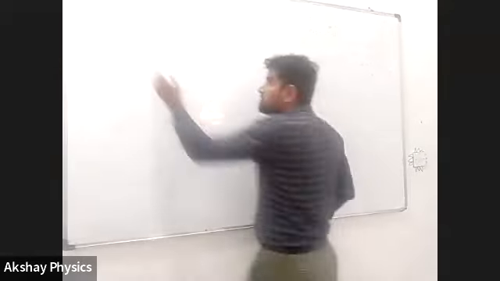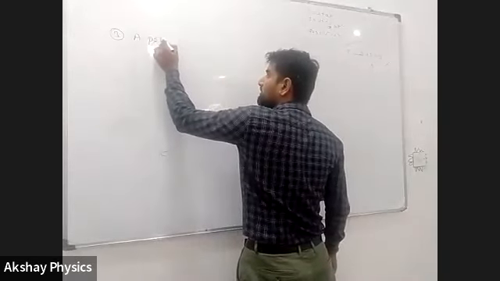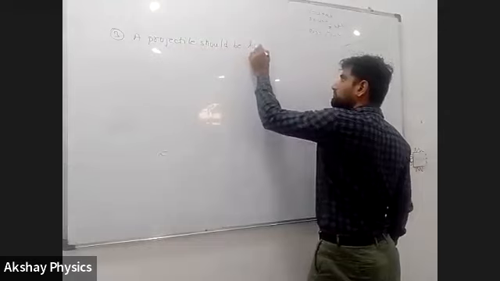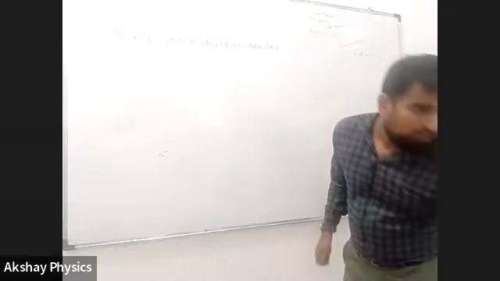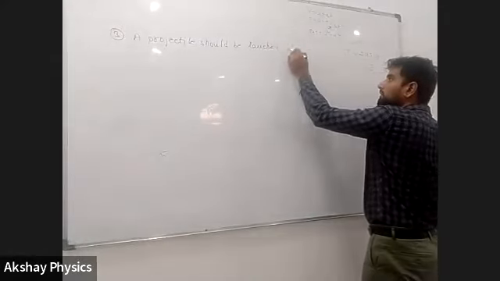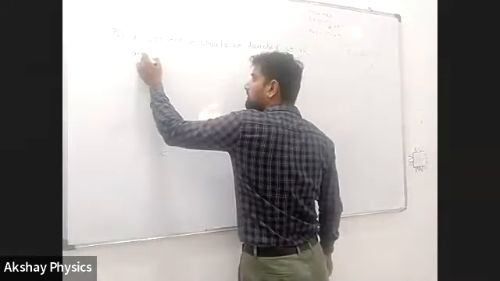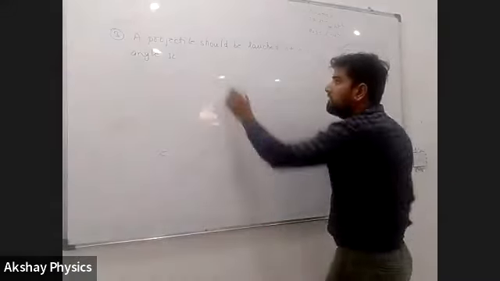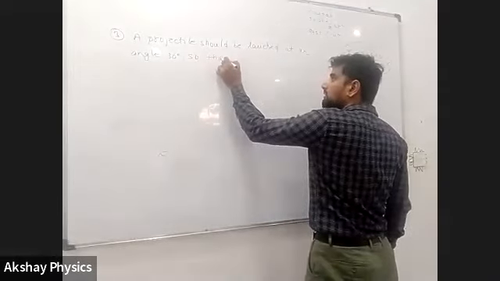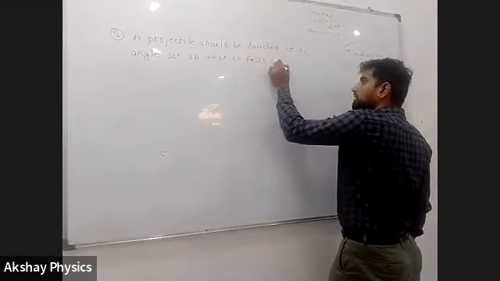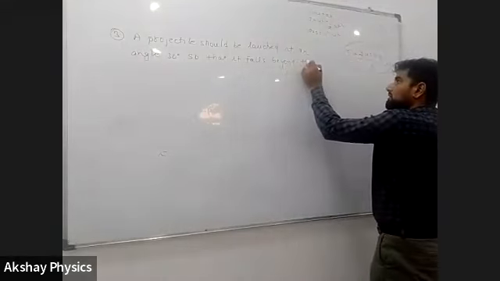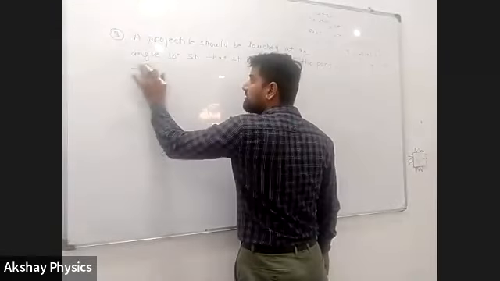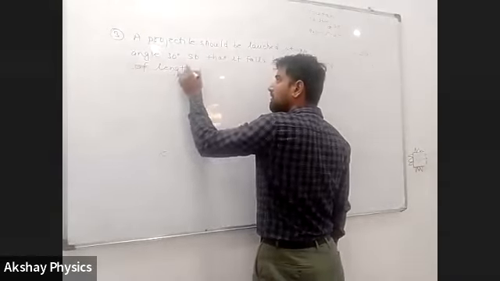A projectile should be launched at an angle of 30 degree, so that it falls beyond the point of length 20 meters.